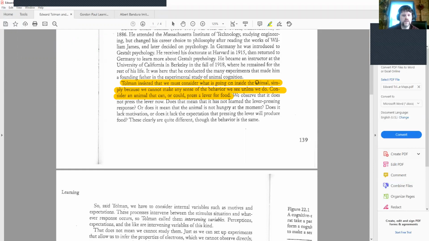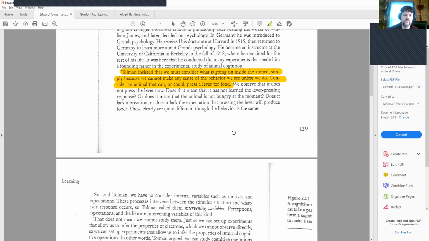But to men like Edward Tolman, he insisted that we have to consider what's going on inside the animal. And this is his reasoning. He says, all right, how can we really understand behavior unless we consider what's going on in the animal's head? So if the rat's not pressing the lever, is it because he's not hungry? Is it because he doesn't really understand the lever pressing procedure? Does it mean that the rat lacks motivation? Does it mean that the rat doesn't really believe pressing the lever will give food? We don't know the answer if the rat's not pressing the lever. And so he says these clearly are quite different, though the behavior's the same.